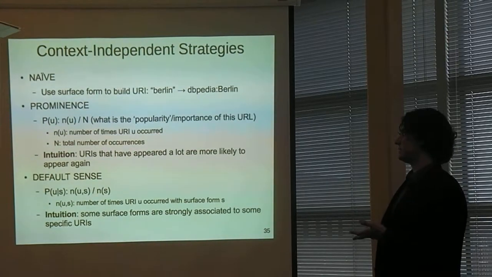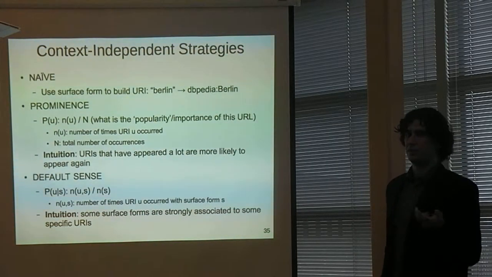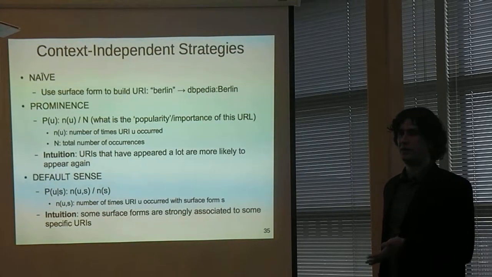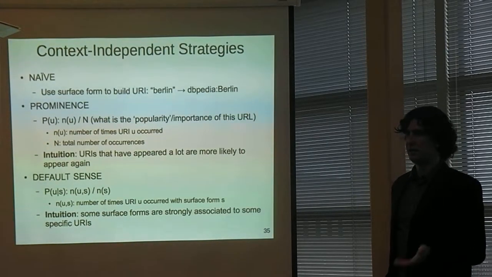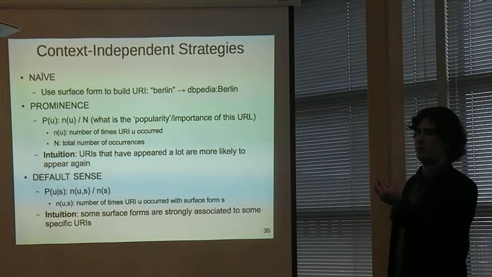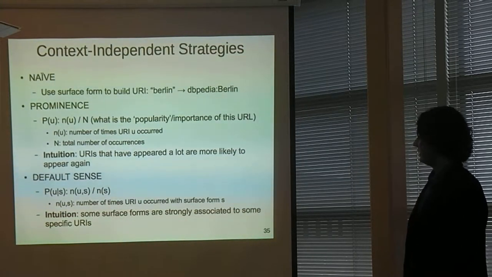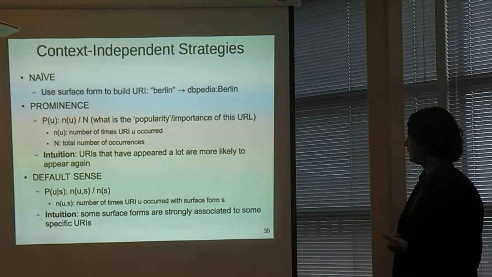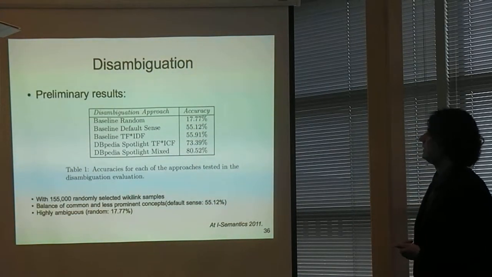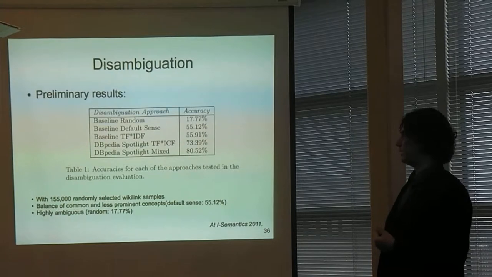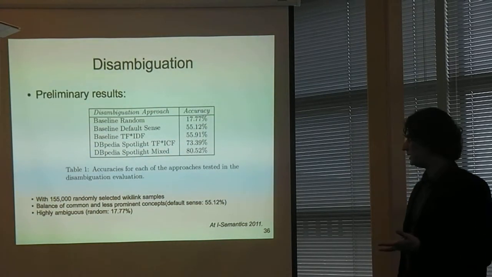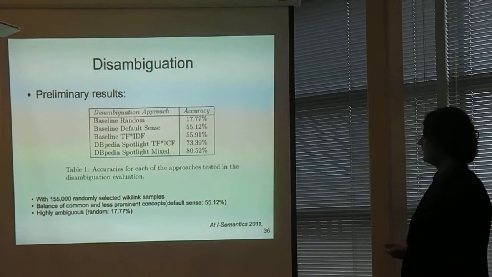And then the default sense has the intuition that there's a city called Berlin in Ohio, but that's much less well-known than Berlin in Germany. So for a given name, you can measure which one of the senses is the most prevalent sense. So we call it the default sense. So we then evaluated this on a random sample from Wikipedia that we held out from our training.